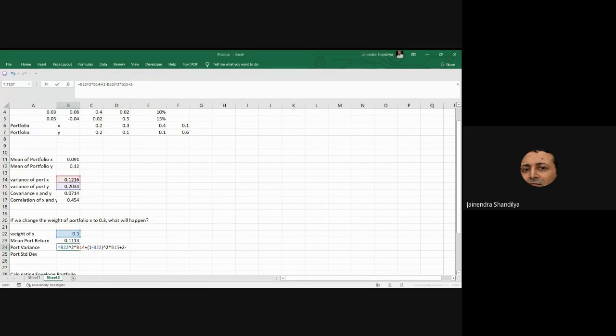So actually, I'm stuck in the correlation formula. Why the correlation formula? Sir, I use the covariance of X and Y upon the square root of variance of X into the square root of variance of Y, but I get a different value, sir. 0.35 something, sir.